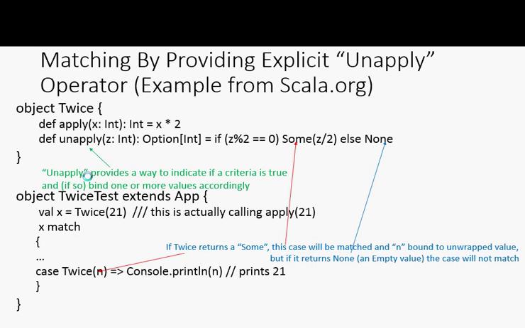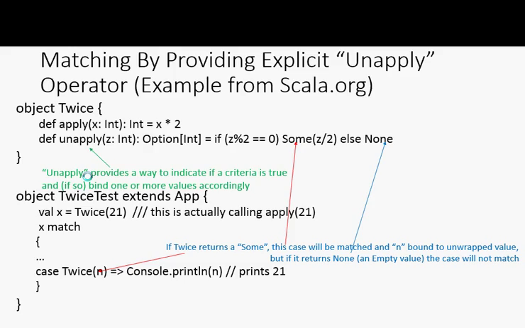These two values are interlinked. So let's take a look at this example we've seen before. So we have object twice. This is an object. This is a companion class. So it's a singleton twice. And notice there's an apply operator.